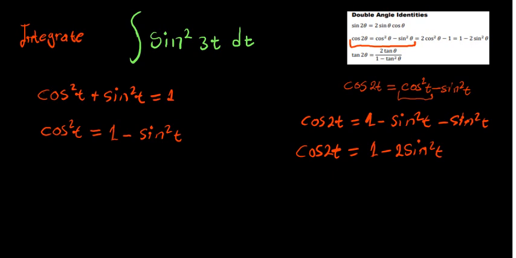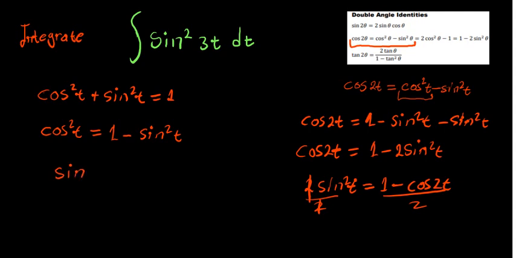So I'm going to have 2 sine squared theta. This might confuse someone, so let me call it t. Sine squared t is going to be equal to 1 minus cos 2t. So you divide both sides by 2, and we have our sine squared t being equal to 1 minus cos 2t divided by 2.